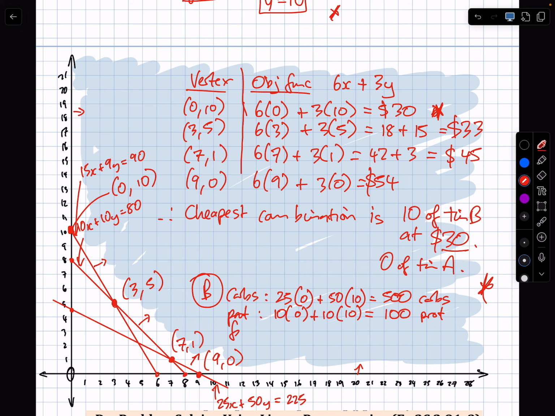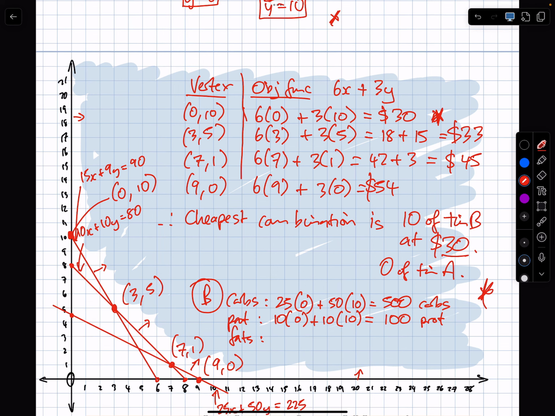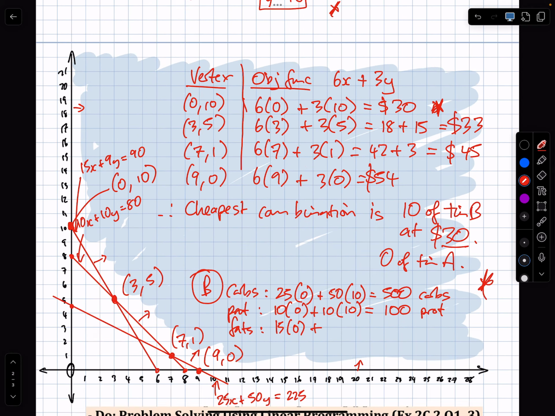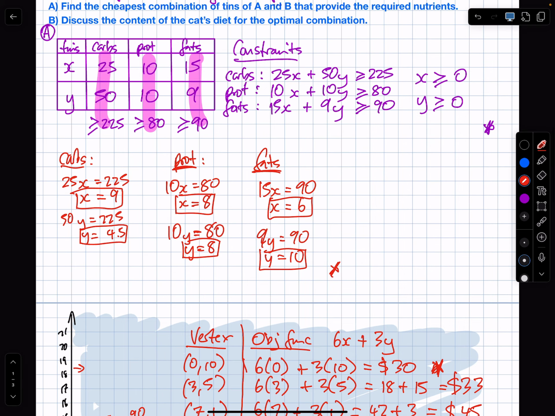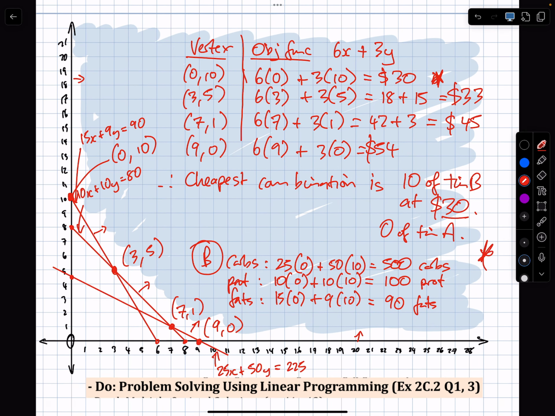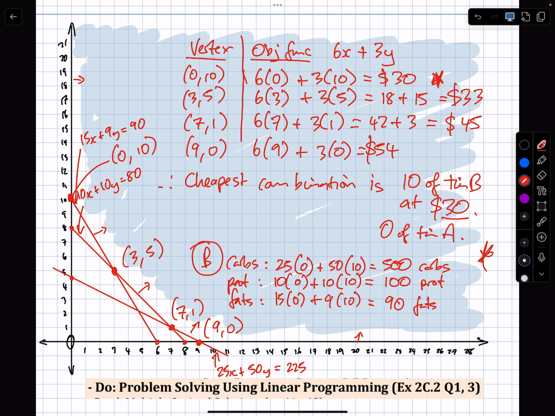Last one, fats. Is this cat going to be hella tubby? 15 lots of nothing plus 9 lots of 10. It's going to be 90 fats. What was the requirement for fats? 9. So he got exactly. This cat's trying to be lean. Okay? I only want the exact amount of fats required with the optimal combination of 0 and 10.